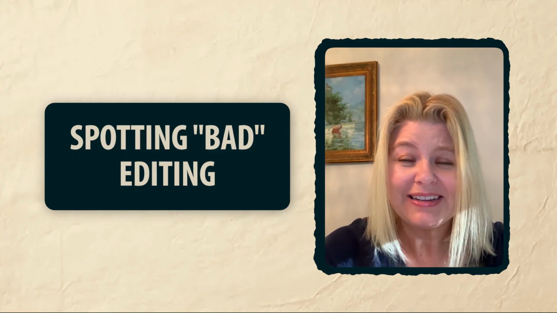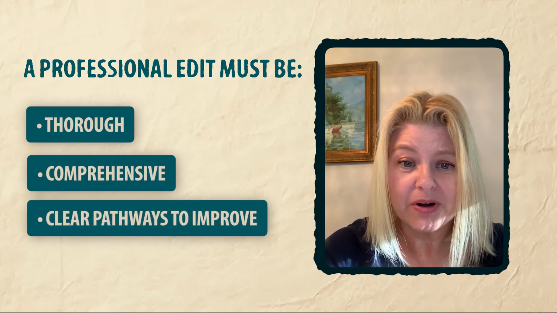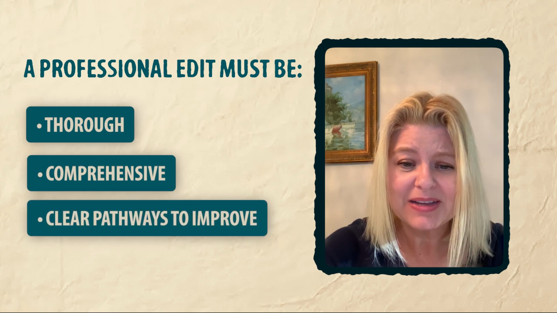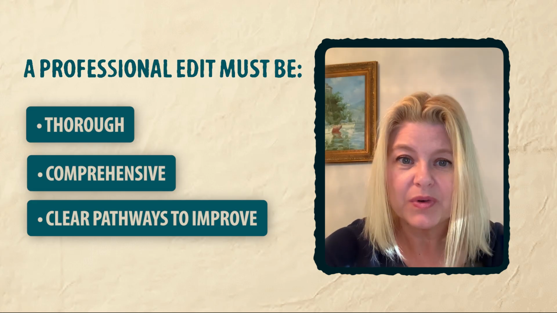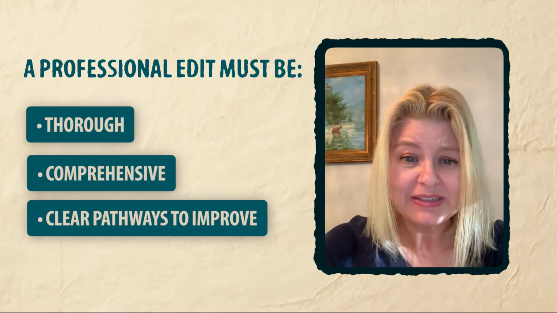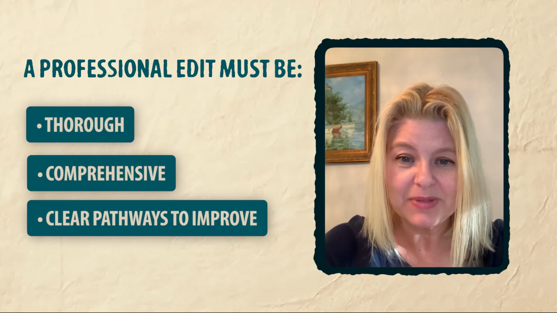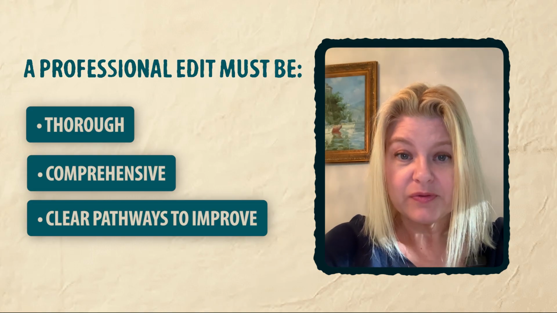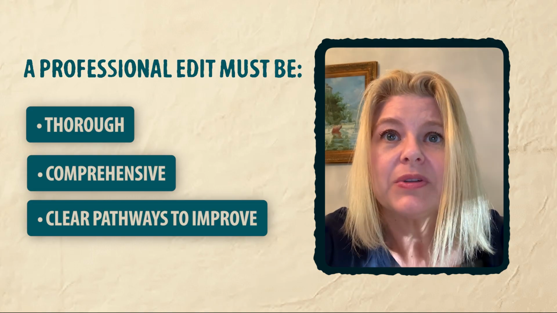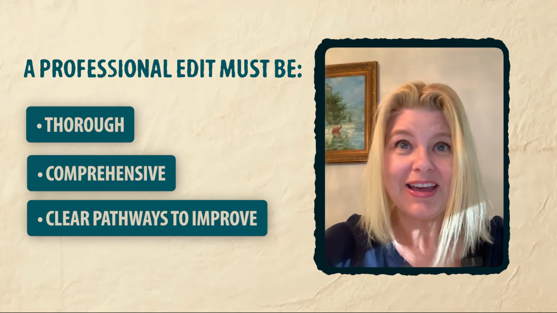So a really good edit is thorough, it's comprehensive, and it offers clear pathways for improvement. It is not something where your editor reads it and says, this is good or this is bad, without explaining what's going really well, but more importantly, what are some areas that need some polishing, need some improvement in order to meet the standard that you need to meet for a dissertation. So we'll talk about what some of those are. So what does a thorough and comprehensive edit entail?